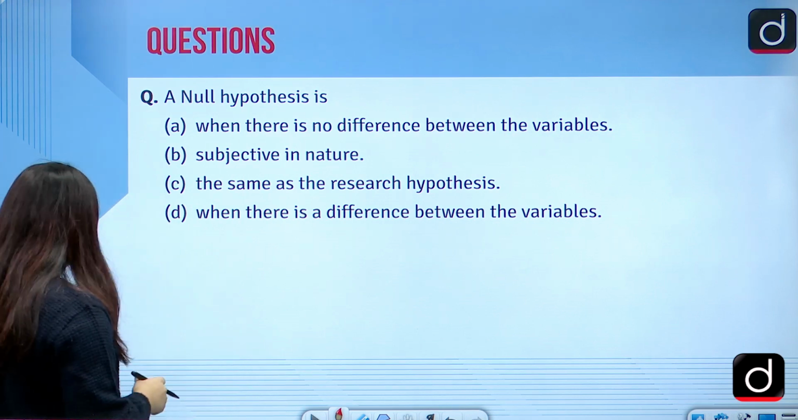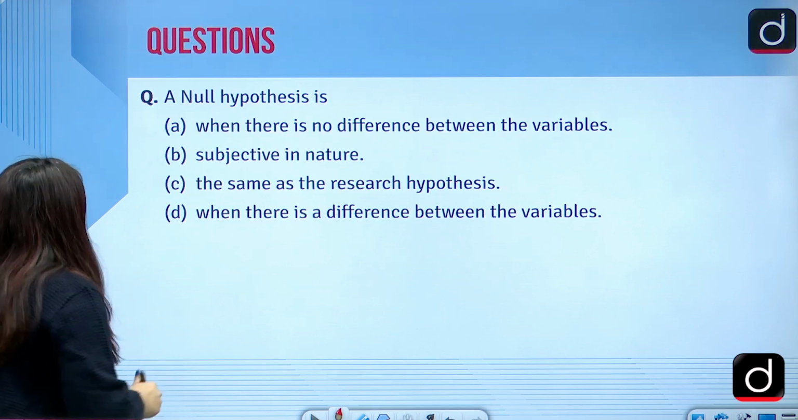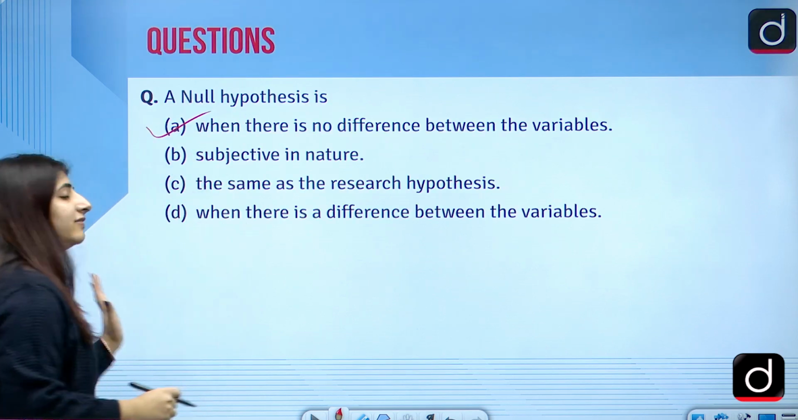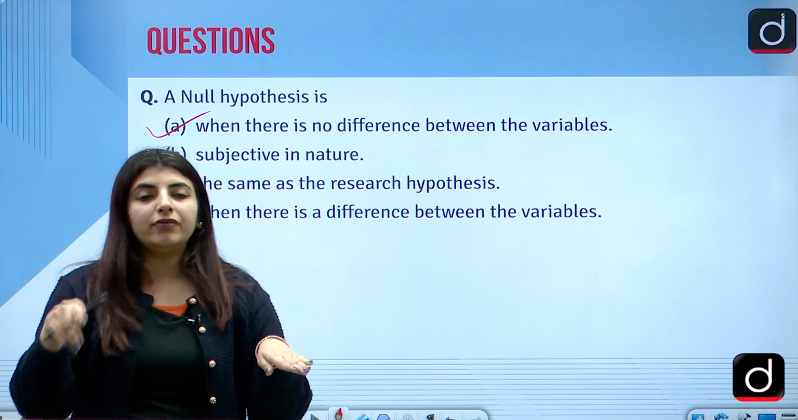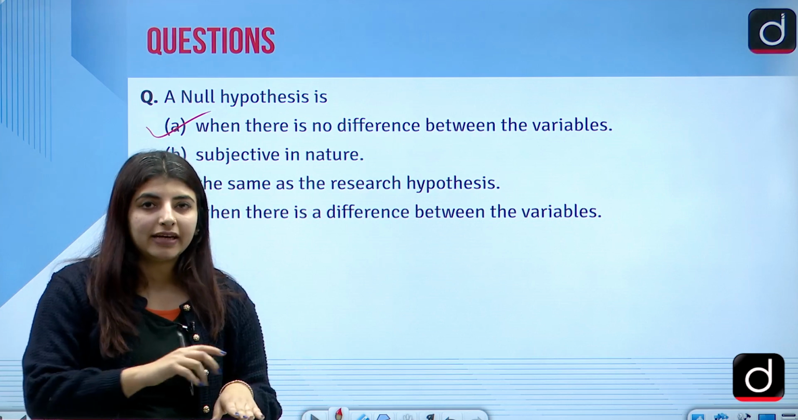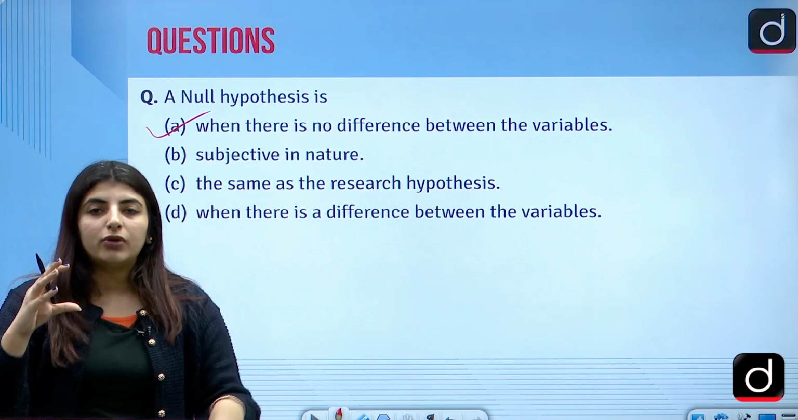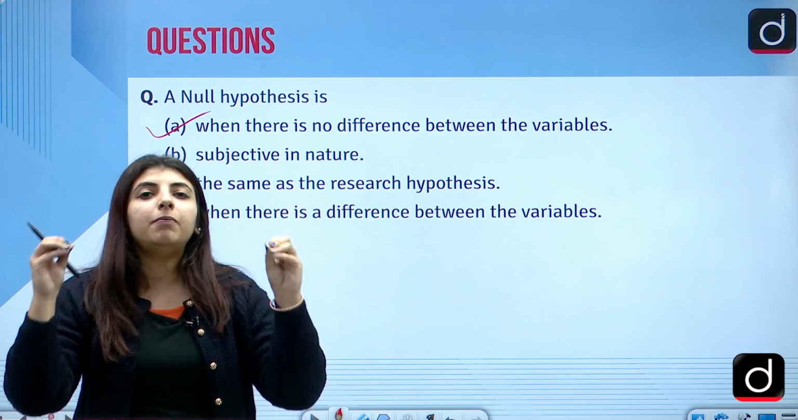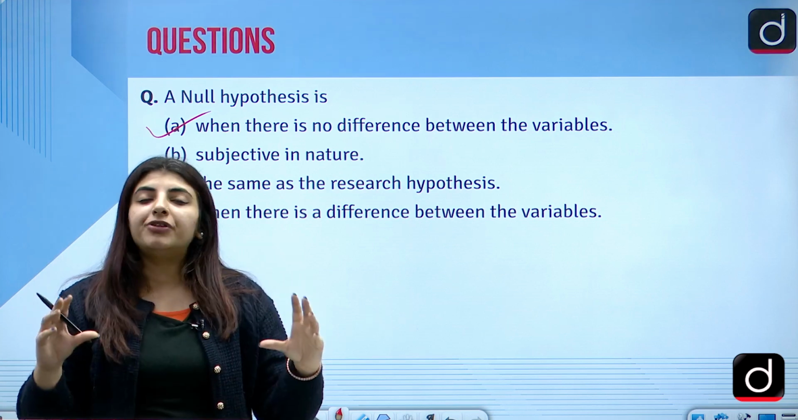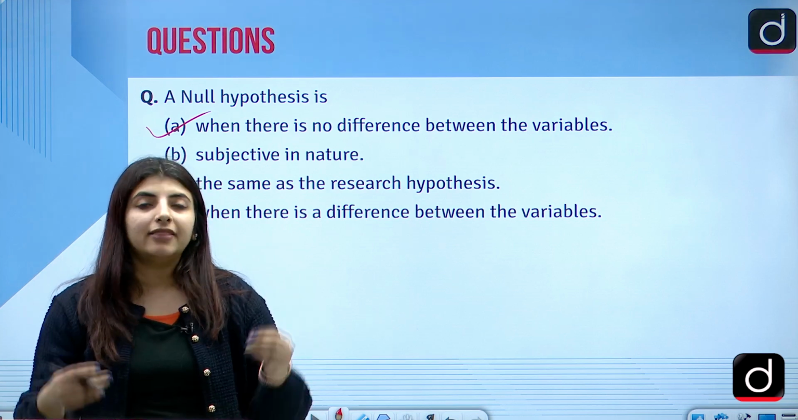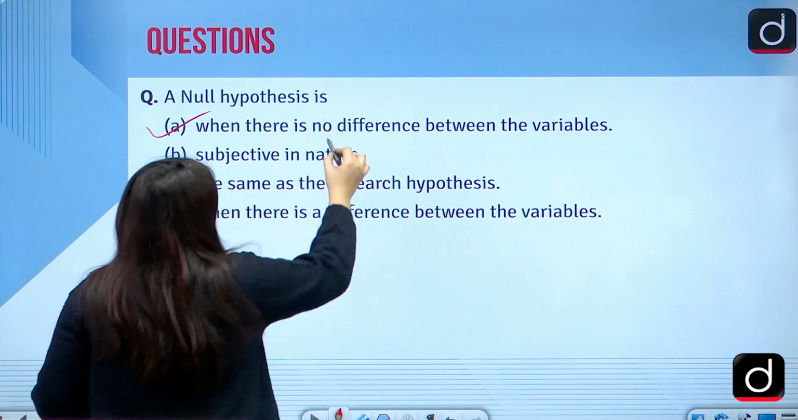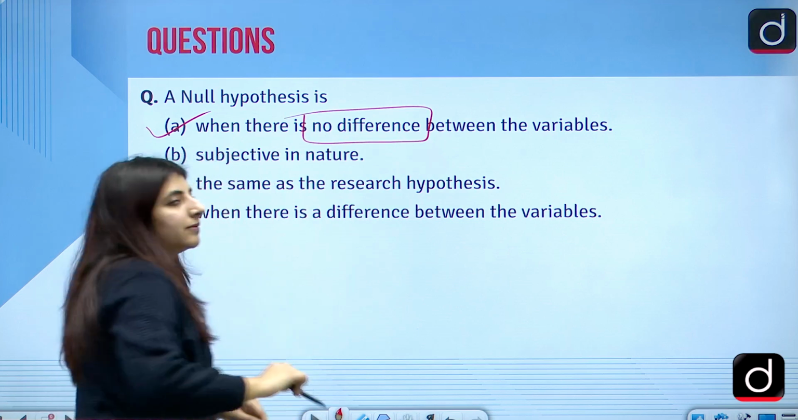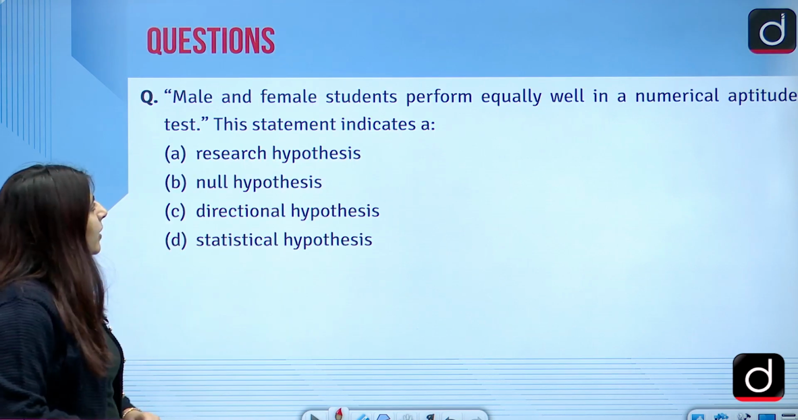So the answer here is option A. In the previous slide only, I told you that the null hypothesis wants to prove that no differentiation is there. No difference between the club soda and the plain water has on the plant growth, right? No observed effect is there. That is a null hypothesis when it says no differences between the variables, correct? Then we have the next question.